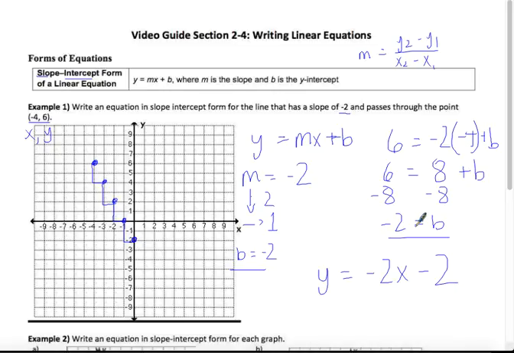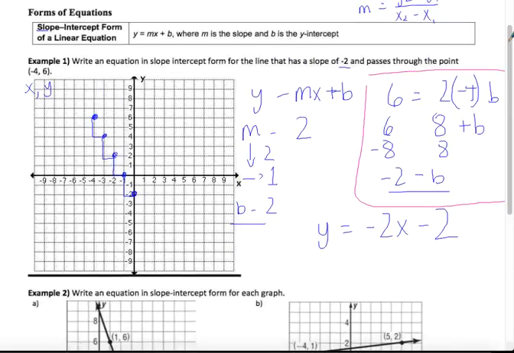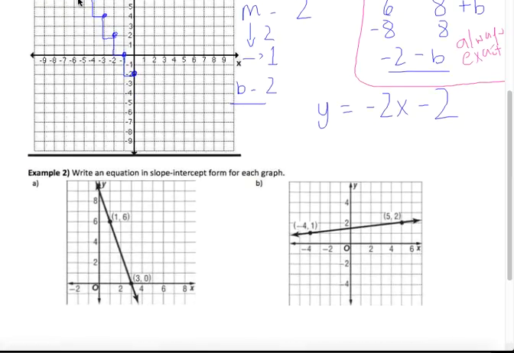The advantage to the algebraic one is when you solve this algebraically, this method will always give an exact answer. And the one on the left, where we're counting, that one is prone to, I guess, estimating errors, which you'll see in a second. So example A here, write an equation in slope-intercept form for each graph.